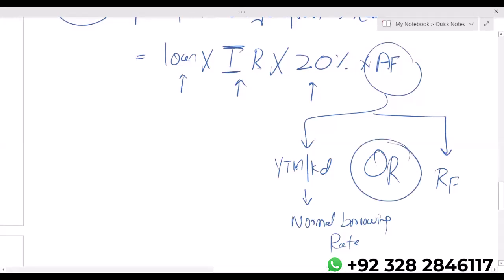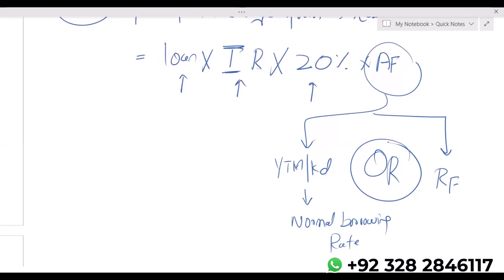It means that if any one of the students is using RF as the discount rate for calculating the present value of financing cash flows, that assumption is perfectly acceptable. If another student is assuming that the company will be using the normal borrowing rate for discounting financing cash flows, that is 100% acceptable. Of course, when one student takes RF as the discount rate and another takes the normal borrowing rate, both students will have different APVs.